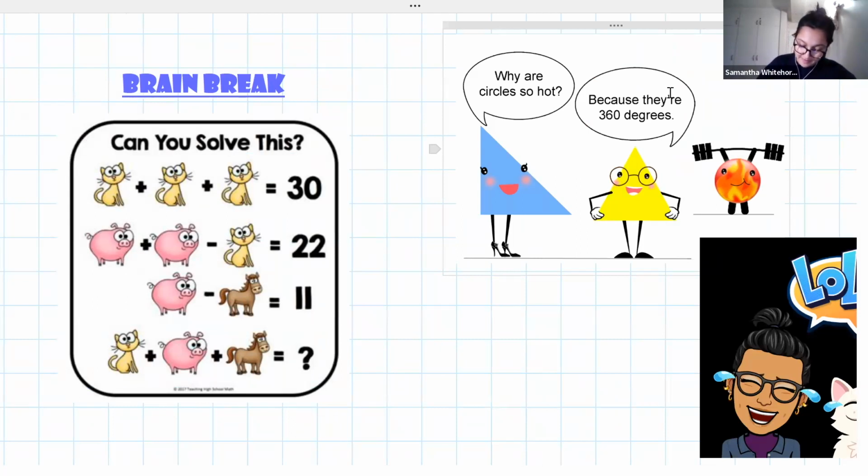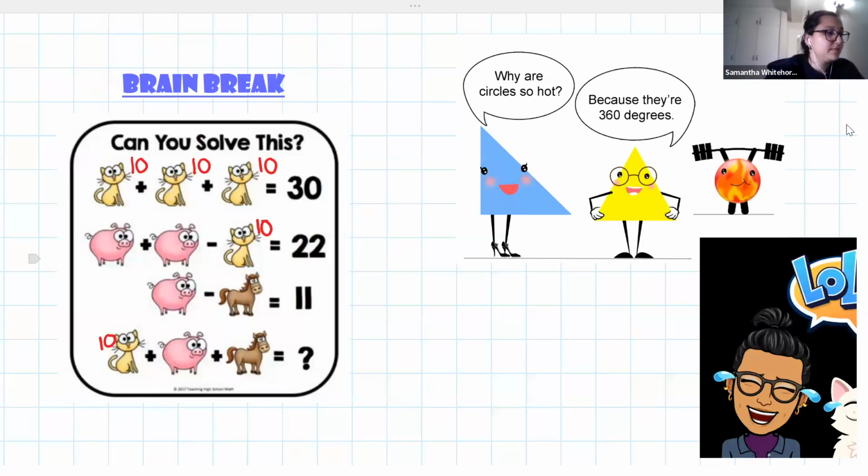So for the first one, it wasn't like those double things where there's two of them. So it was just 30 divided by 3, which gave me 10. So the cat is 10. Perfect. Then for the second one, I did inverse operations. So 22 plus 10 equals 32. Then because there were two pigs, I said 32 divided by 2, which left me with the pig being 16.